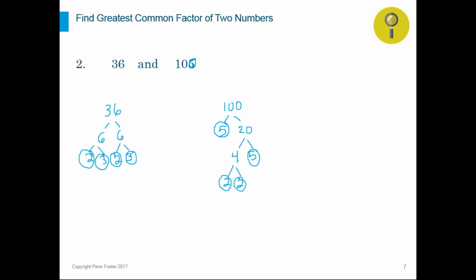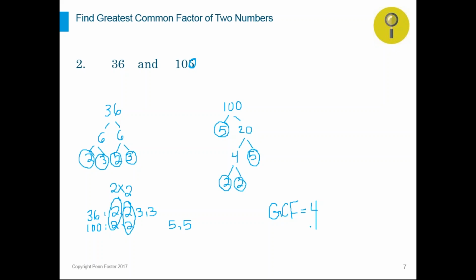Let's list the factors of 36 and 100 on top of each other, and that way we're able to see the common factors, and then we can determine the greatest common factor between these two numbers. So for 36, I have 2, 2, 3, and 3. For the 100, I have a 5. It's not common. I'm going to put it away from there, and 5. And I have a 2 and a 2. So 2 and 2, both are common factors. Multiply them together. 2 times 2 is 4. 4 is the greatest common factor between 36 and 100. So 4 is the greatest common factor.